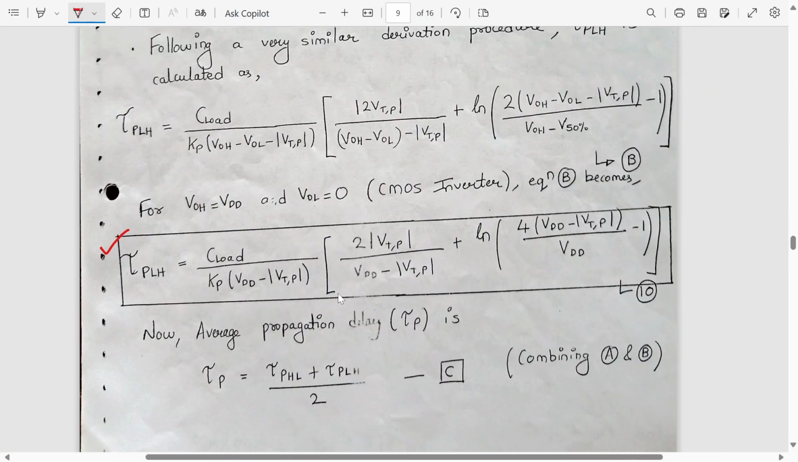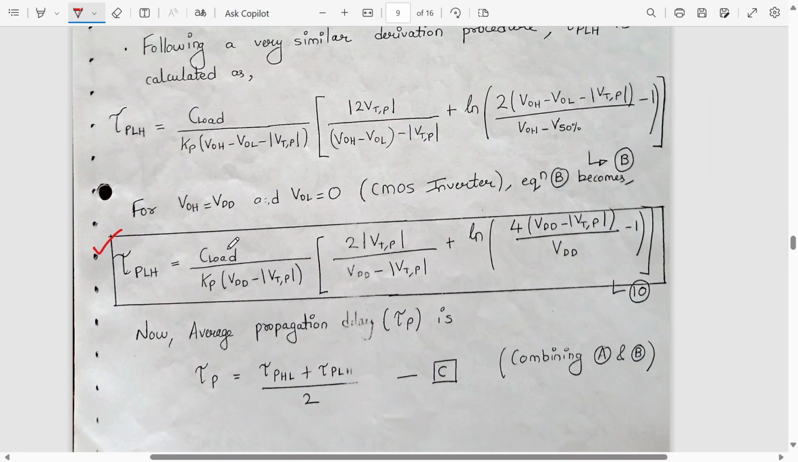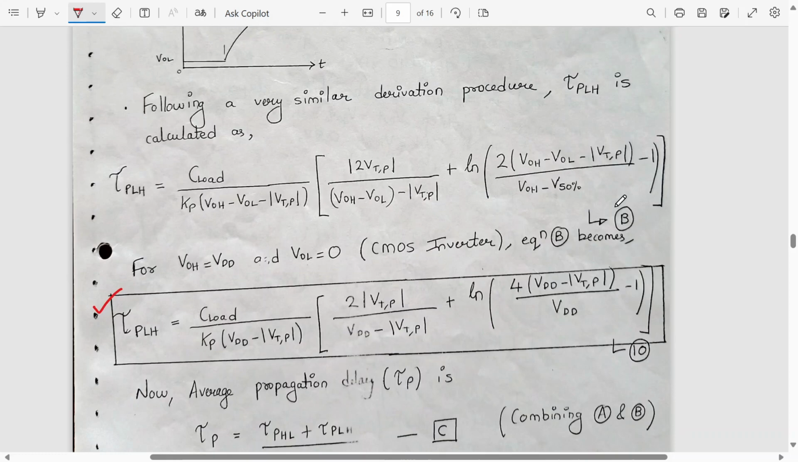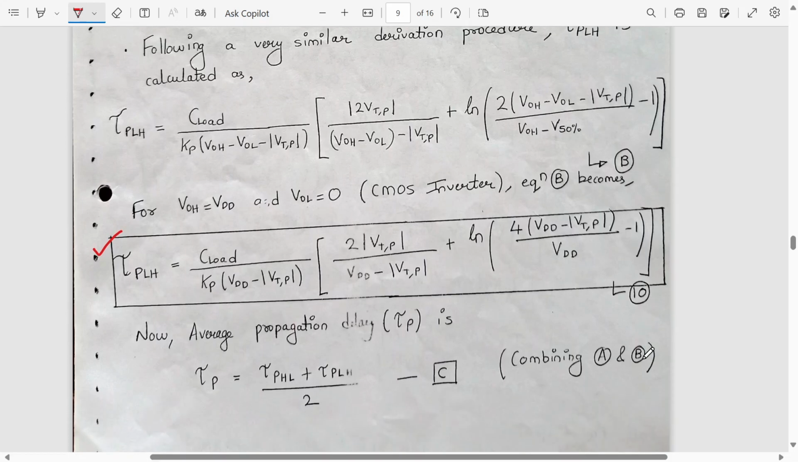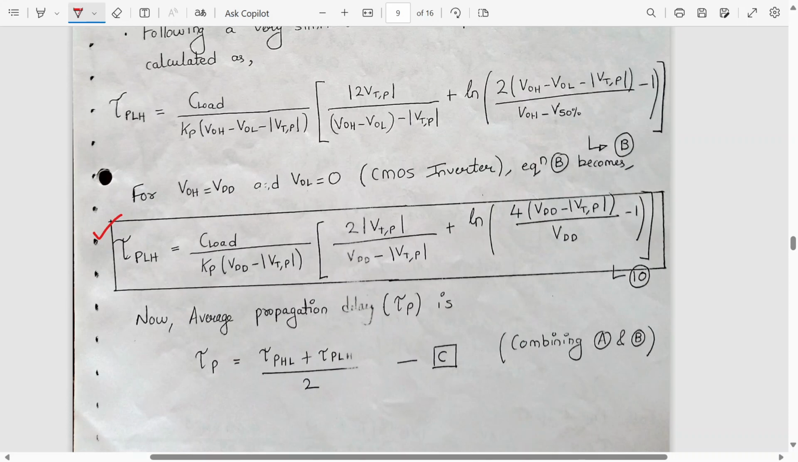Okay, so this is tau P LH is C load upon Kp, because it is for PMOS transistor. As you can see, it is written mod of VTP, because it is negative. So equation number 10 you get it. Equation number B is a generalized formula, even valid for resistive load. Equation number 10 is only for CMOS inverter. So once we know the high to low and low to high propagation delay, we find the average propagation delay.